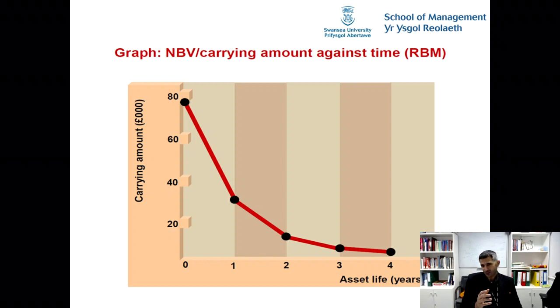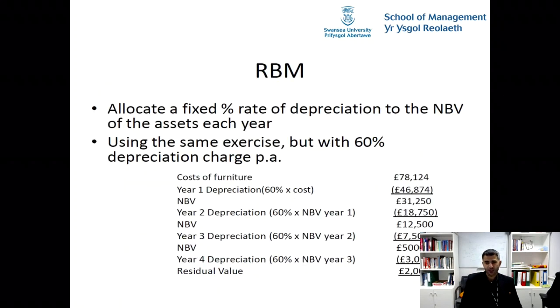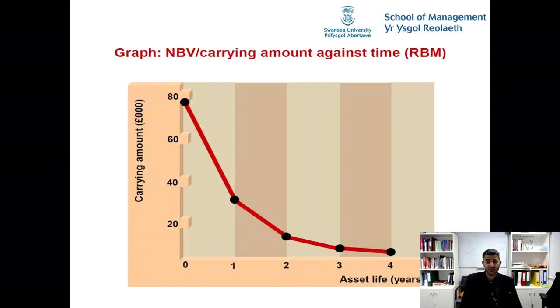So with the reducing balance method, as you see here, the depreciation in year 1 is 46, in year 2 is 18, in year 3 is 7,500, and year 4 is 3,000. So this is the reducing balance method, which charges higher depreciation in the early years. The opposite of the straight line method, which is equal annual depreciation each year.